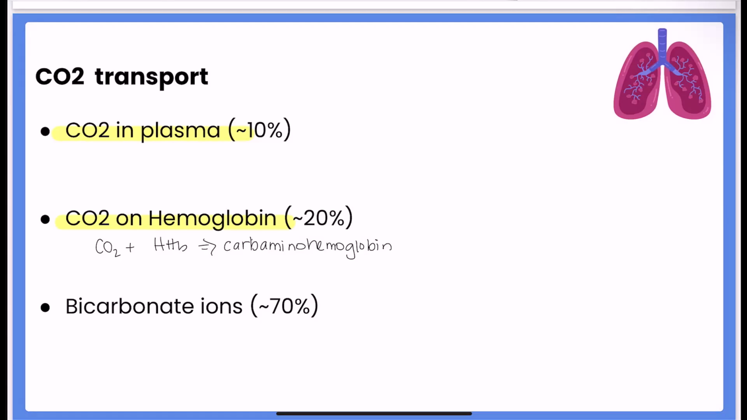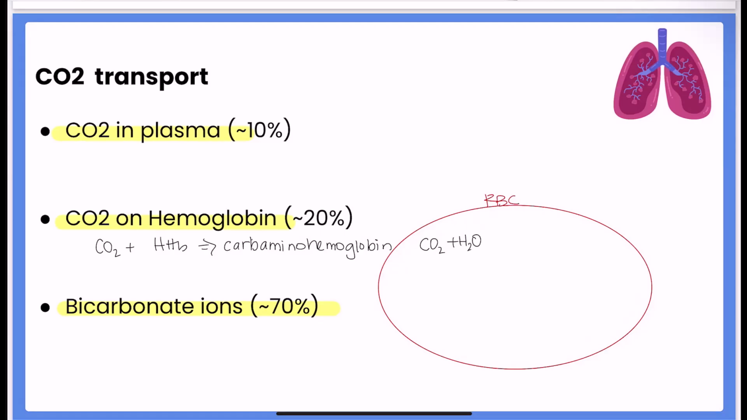The other thing that can happen, which is the thing that happens most of the time, is that CO2 can travel as bicarbonate. So CO2 travels disguised as bicarb. And this reaction to make CO2 into bicarb mostly happens inside of red blood cells. So here's my red blood cell. What happens is that CO2 will come in here. It'll combine with water. Then it forms this thing called carbonic acid, H2CO3. There's an enzyme in there that makes this reaction really fast.